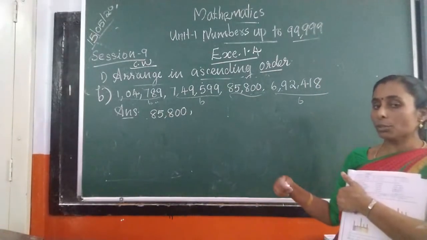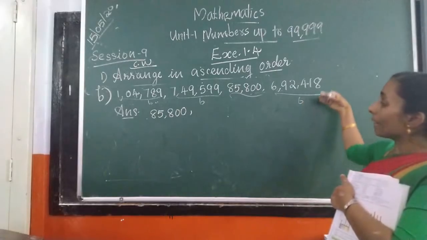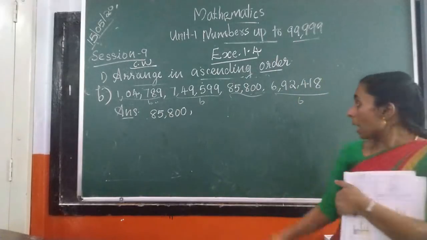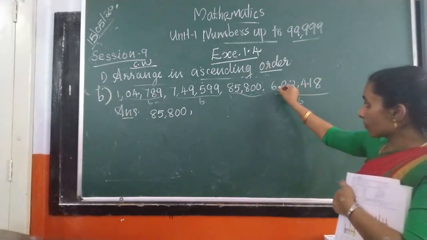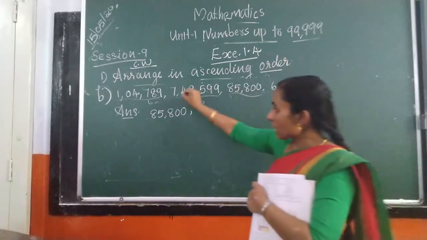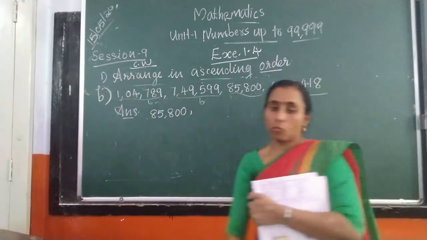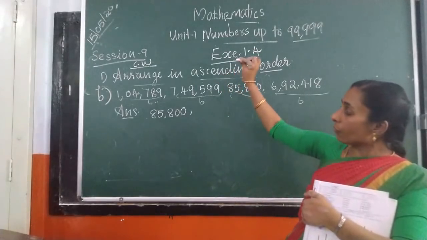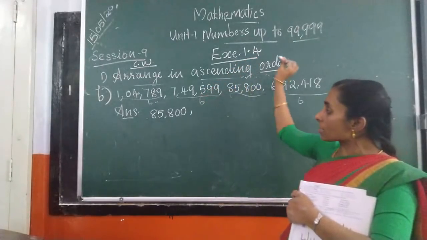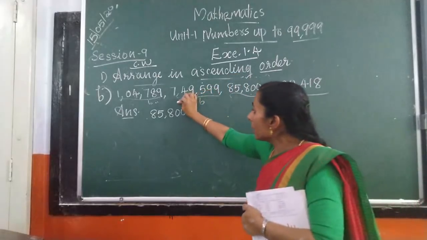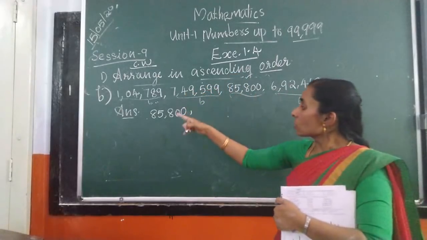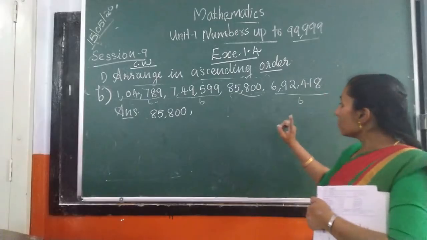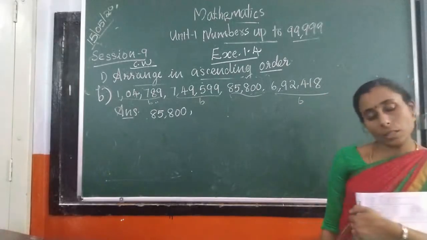What we have to do? We have to compare the highest place. Highest place is lakh place. Here 6 lakh, here 7 lakh. So there 1 lakh. This 1 lakh is the smallest place in this group. Smaller than 1 lakh is smaller than 7 lakh and 6 lakh.